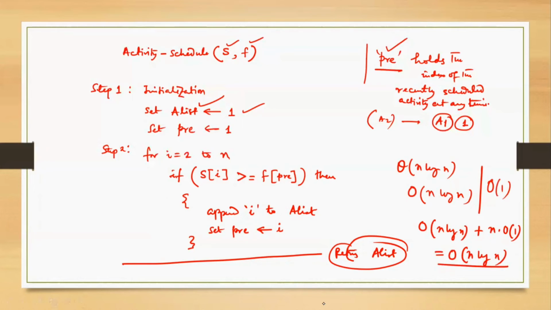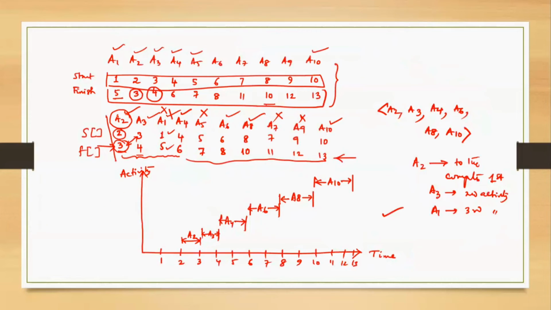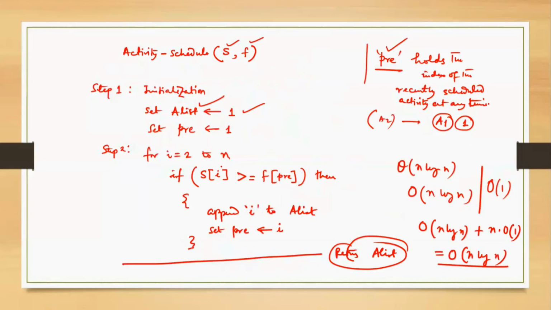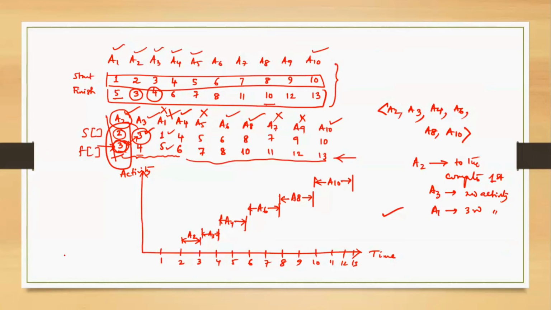So for the time being, let us map this with the previous example. As per this, A2 becomes A1. So this is the first activity, so it is scheduled by default. Its finishing time is 3. Now the second activity's starting time is 3. So as per the algorithm, S of i, which is 3, is greater than or equal to f of pre, the previously scheduled activity, which is also 3 here.